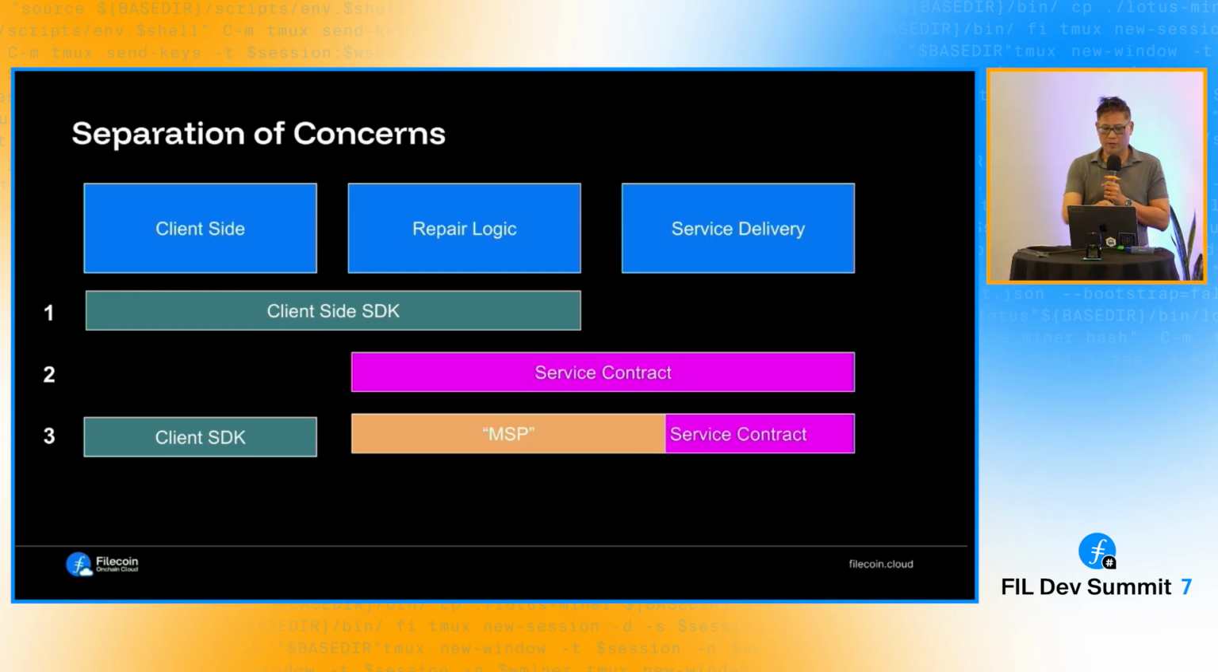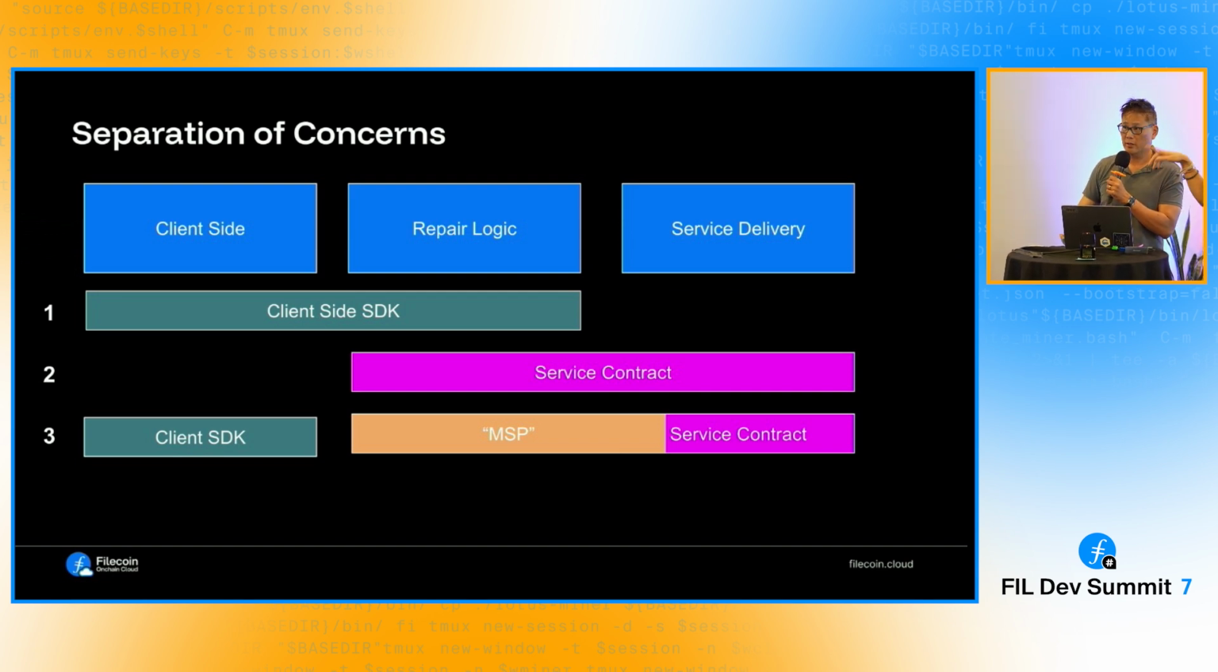So number one is just client side. Number two, you put it all in the service contract. Number three, client SDK, the MSP is a separation of concerns, and then the service contract. So 1, 2, and 3 correlate to this. Good? Okay.